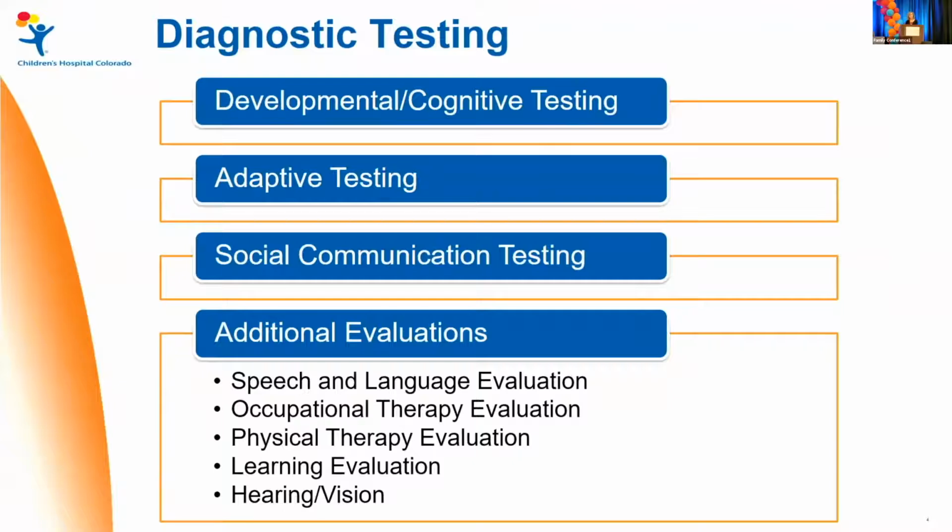So when we do diagnostic testing, we usually look at cognitive and, sorry, my glasses were not working with my progressive lens. So we would do cognitive or developmental testing, adaptive testing, and then potentially social communication testing. And depending on where your clinic is, you may or may not also have speech, OT, or PT, or a learning evaluation.